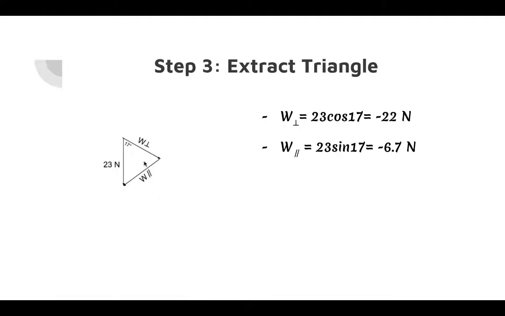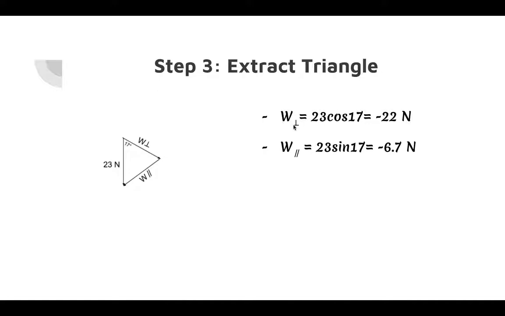Step 3 is to extract the triangle from the free body diagram. So the triangle will have an angle of 17 degrees, which is from the inclined plane, and this is the weight arrow, which we already know, and it's 23 newtons. So you use sine and cosine to help you find the values of weight perpendicular and weight parallel.